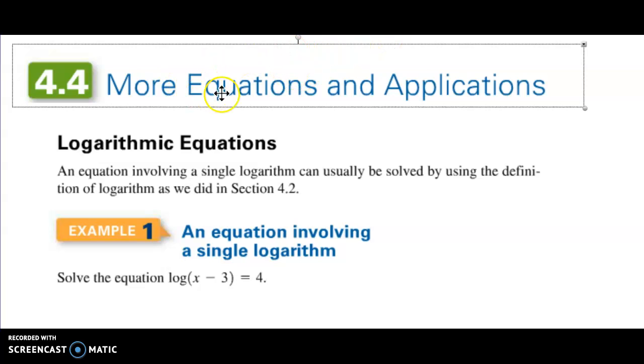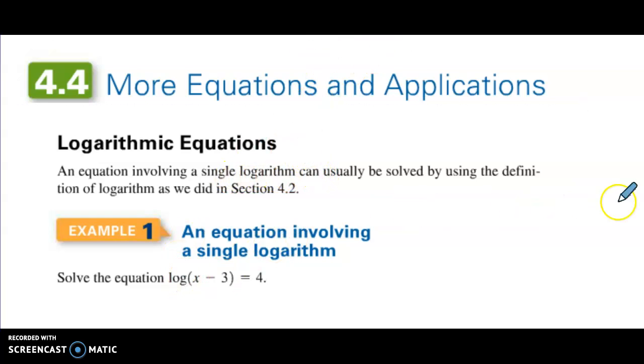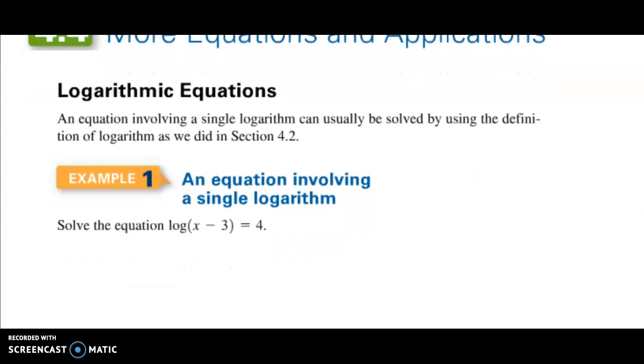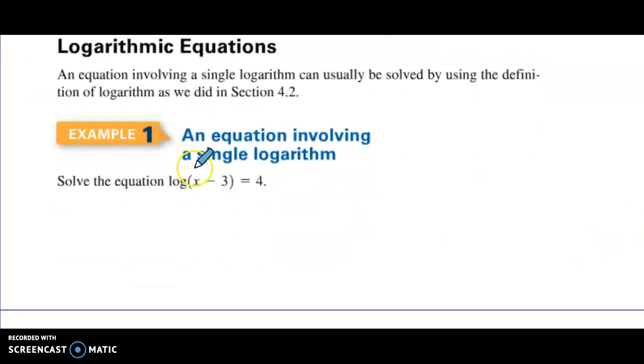All right, guys, we're going to do some more solving equations, obviously with logs. There are different types of log equations. The first type is when we just have a single logarithm, a single log. There's not two or three logs, just one. Most of the time when it's a single log, we just rewrite it as an exponent.